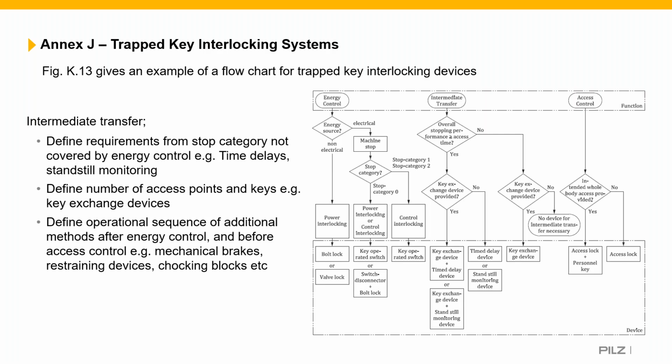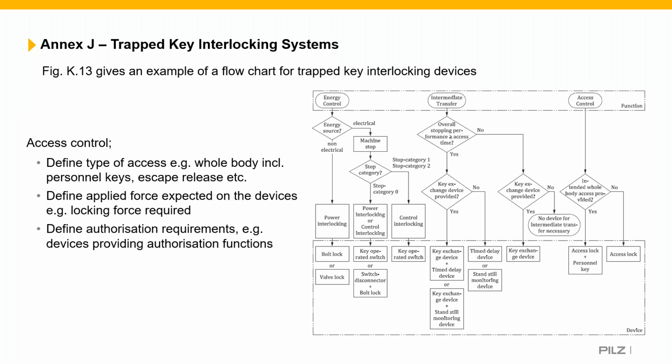We also need to look at how many different access points we have. So how many keys are needed and how do we control that? And also, again, ensure that we have a correct operational sequence. So do we need to have some sort of initiation of a mechanical brake or a restraining device or chock locks put into any load that might be at a high level that you need to go underneath or something like that, for example.